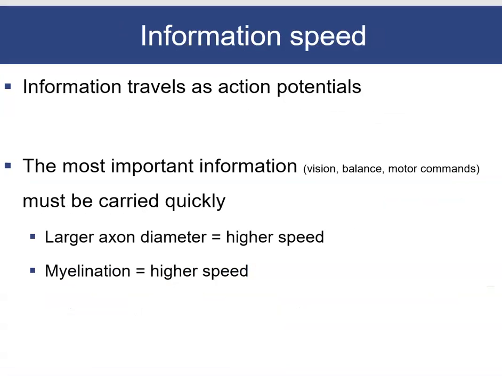Information, remember, travels as action potentials, and all action potentials look the same. They're electrical signals. The most important information, such as vision, balance, etc., must be carried quickly. How is this done? The larger the axon diameter, the faster the speed of propagation. And when an axon is myelinated, this will create faster propagation.